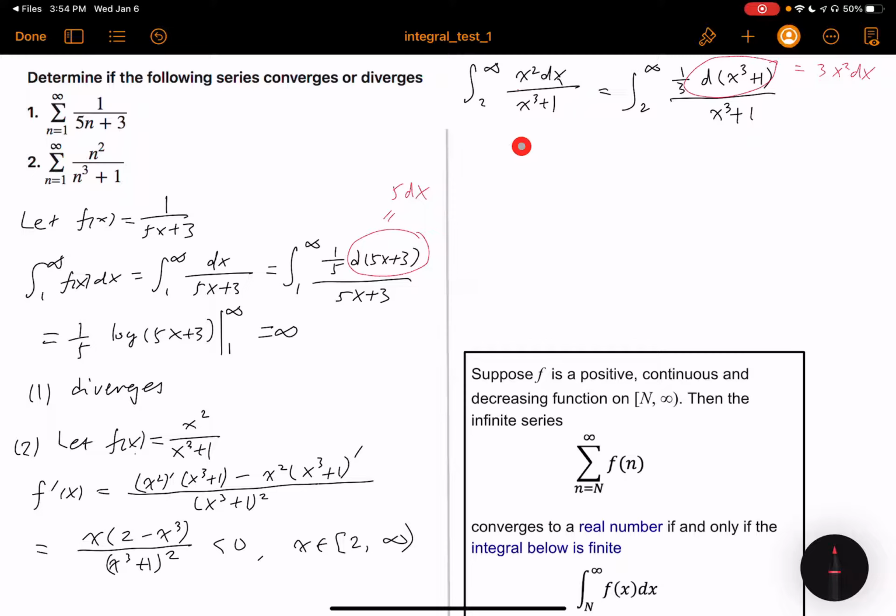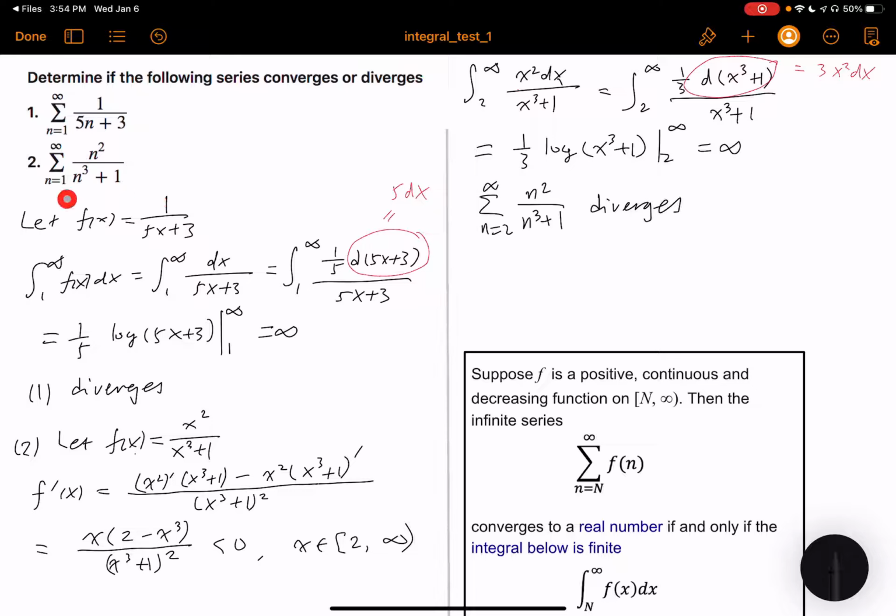So this is equal to 1 over 3 log(x cubed plus 1) from 2 to infinity. Again, when x tends to infinity, this is infinity. When x is equal to 2, this is a constant, so this is equal to infinity. So by the integral test here, we can conclude that the summation from n equals 2 to infinity of n squared divided by n cubed plus 1 diverges.